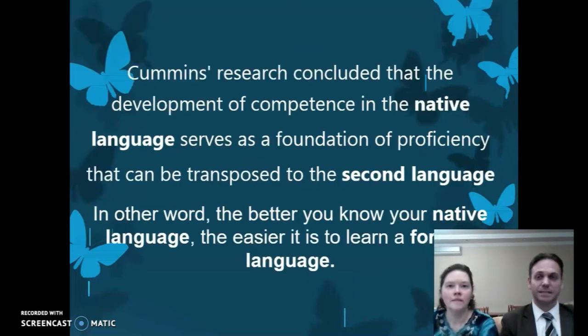Research concluded that developmental competence in a native language serves as a foundation of proficiency that can be transposed to the second language. That's just a fancy way of saying that the better you know your native language, the easier it is to learn a foreign language.